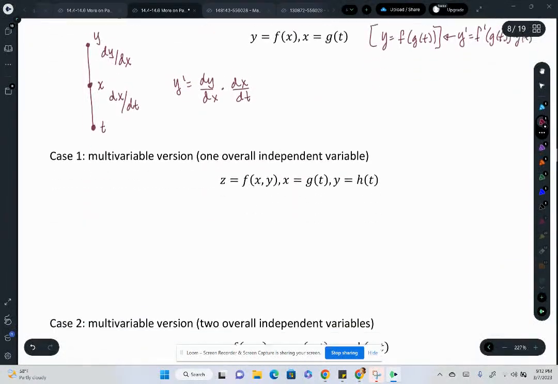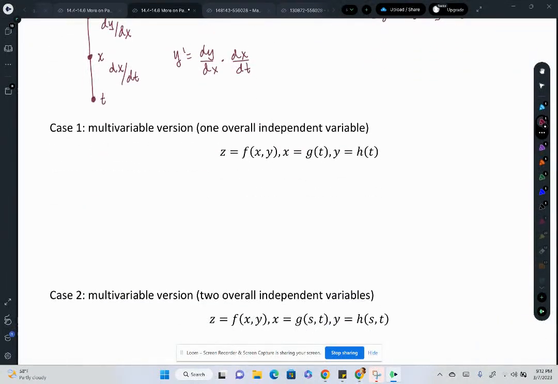Now, in the multivariable version, we have a couple of different cases. Well, the first case is where there's just one overall independent variable, and then the other case is when there is more than one independent variable overall. So we have to figure out, number one, how do we take a derivative and how many derivatives can we take? And the number of derivatives that we can take is going to boil down to how many independent variables we have.